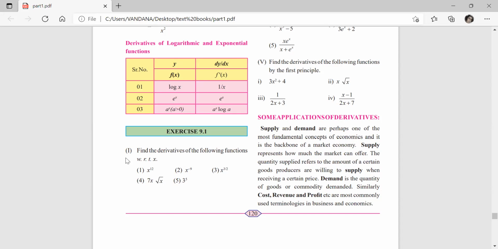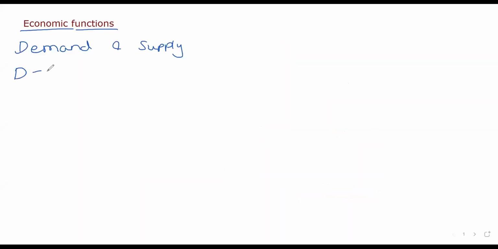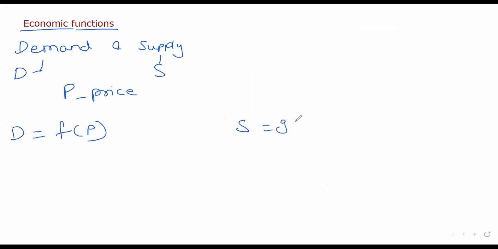Equilibrium is what they call it. Supply represents how much the market can offer. The quantity supplied refers to the amount of a certain good producers are willing to supply when receiving a certain price. Demand is the quantity of goods or commodities that are demanded. Both demand and supply are basically functions of price. So if D is demand, S is supply and P is price, then demand is a function of price. Also, supply is a function of price.